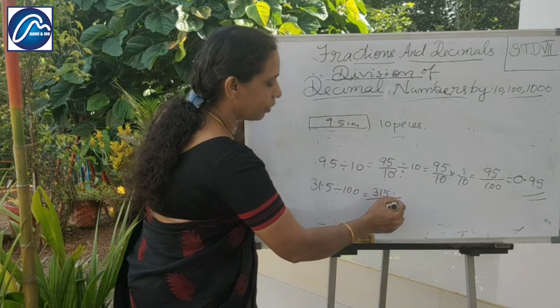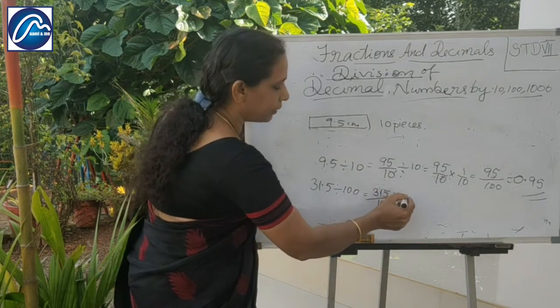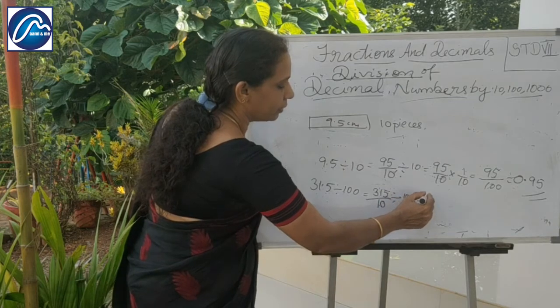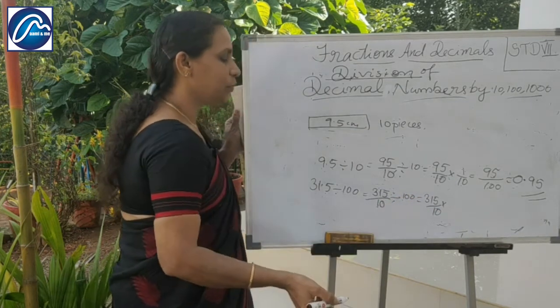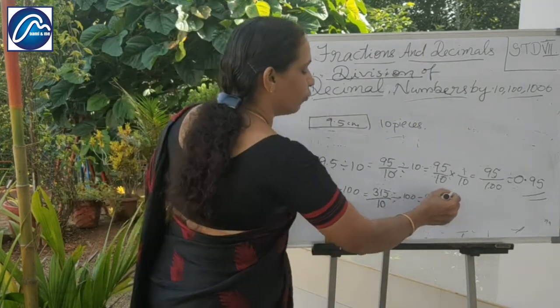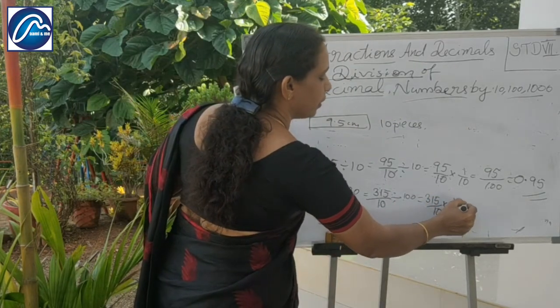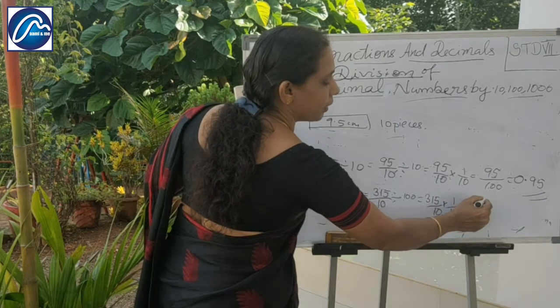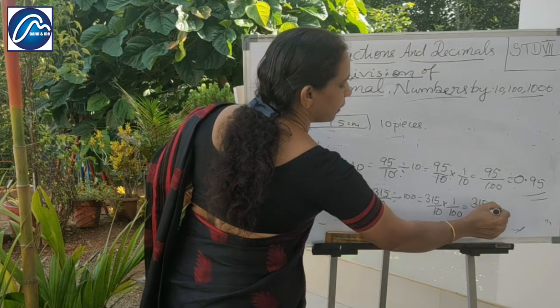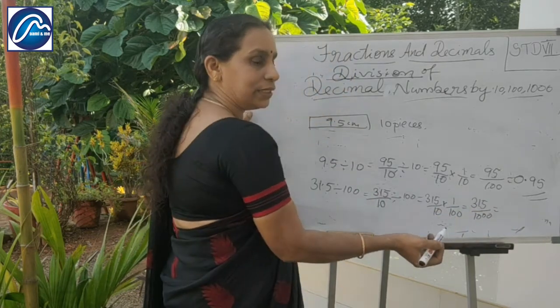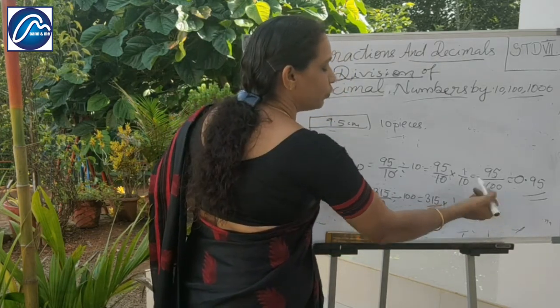And we have to divide it by 100. Then 315 by 10, and what is the reciprocal of 100? 1 by 100. And multiply the numerators, multiply the denominators. So the answer is, how many places should you move to the left?